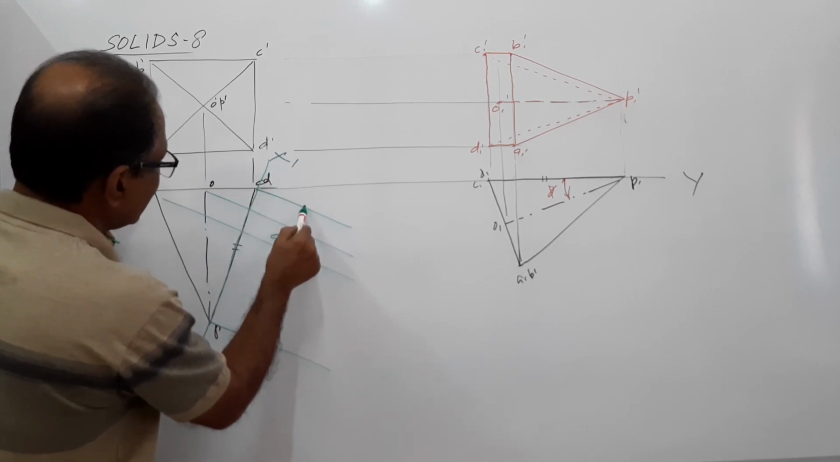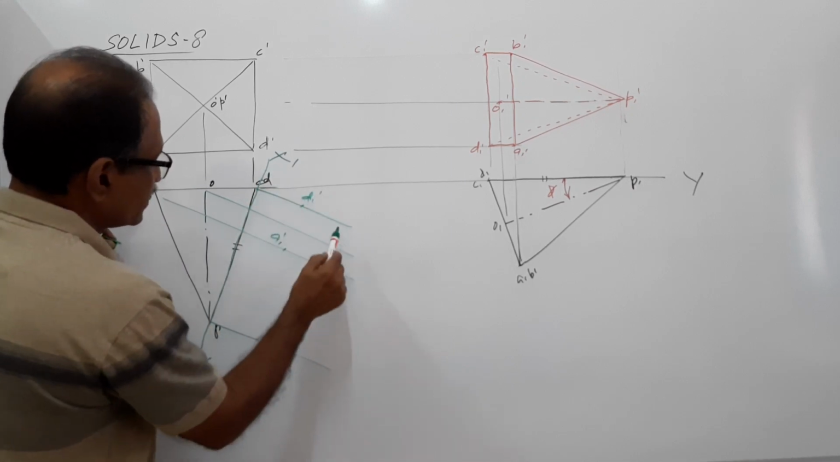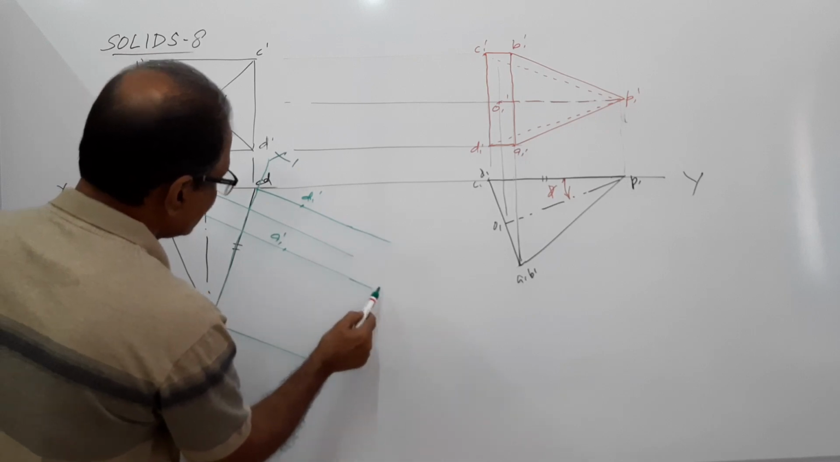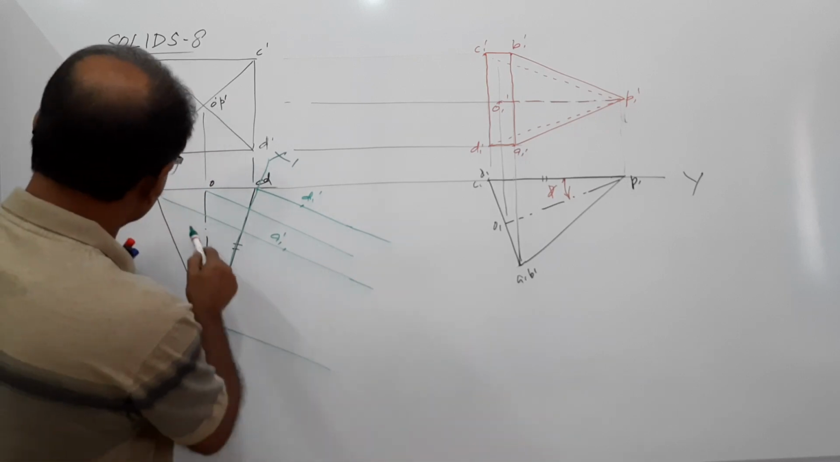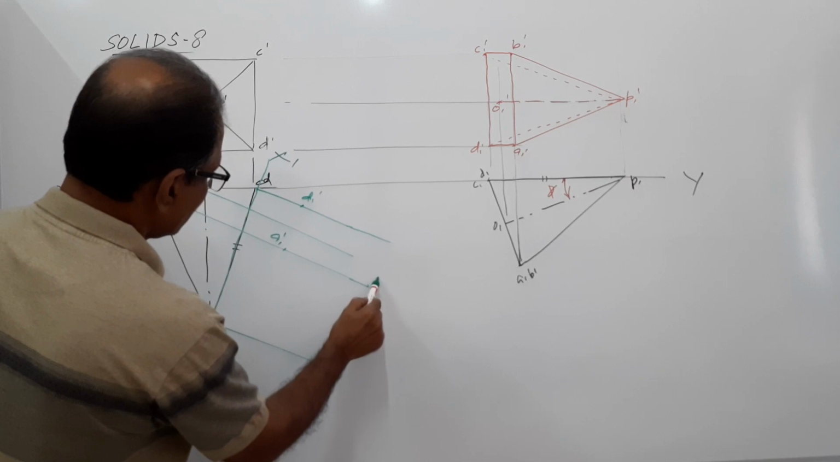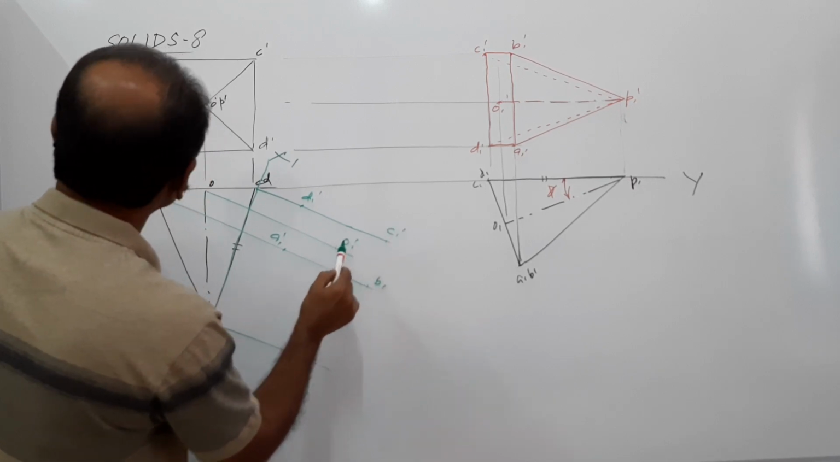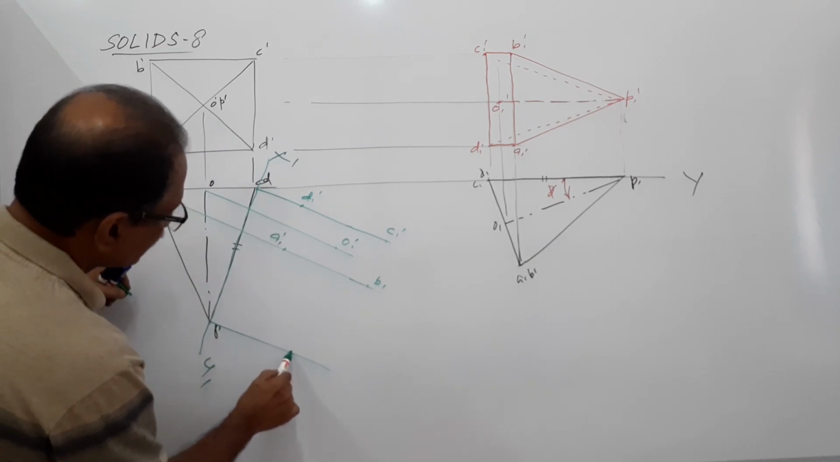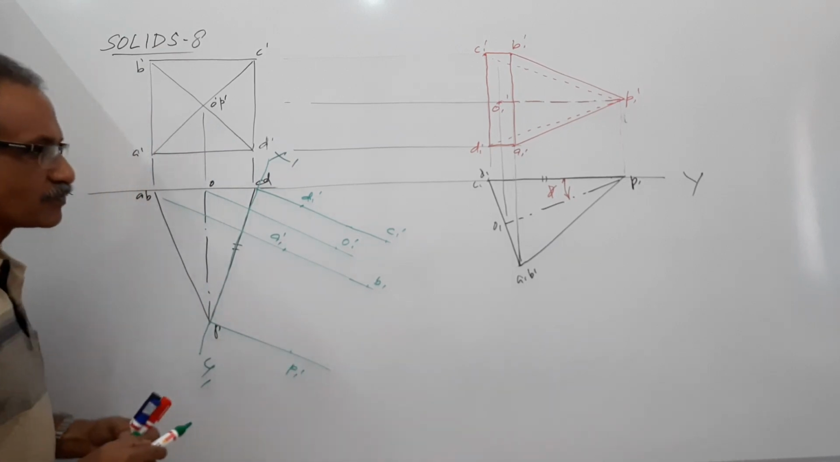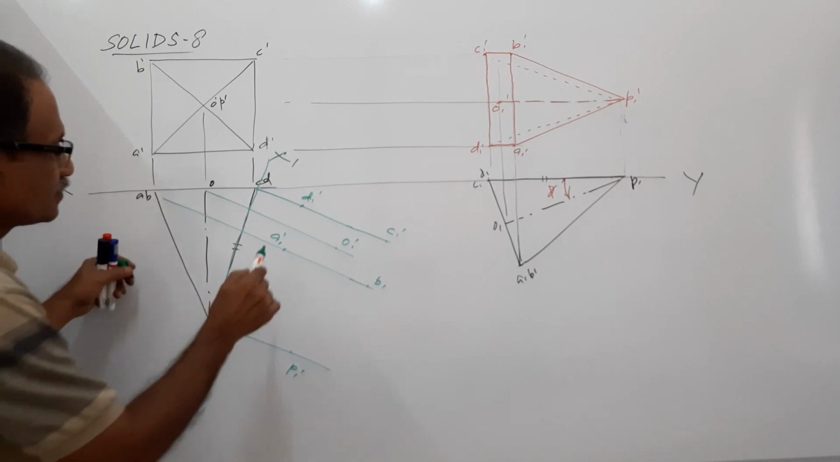And this is D1 dash, B1 dash and C1 dash, O1 dash, and then P1 dash. Connect.